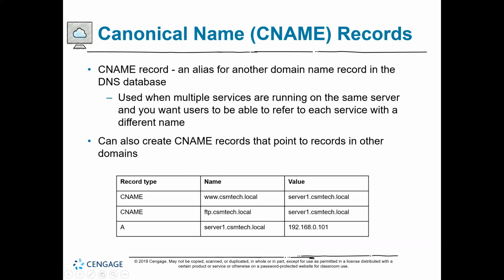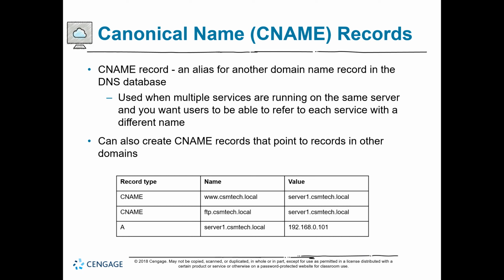Canonical name or CNAME records. And I can guarantee not very many network admins will say canonical name. They just say CNAME records. A CNAME record is an alias for another domain name record in the DNS database, used when multiple services are running on the same server and you want users to be able to refer to each service with different names. You can also create CNAME records that point to records in other domains.